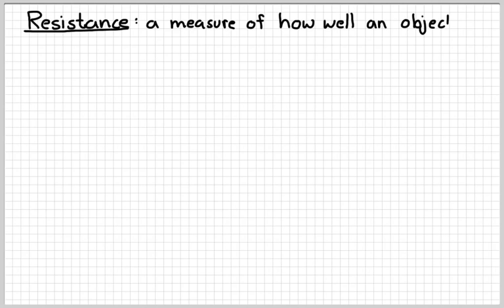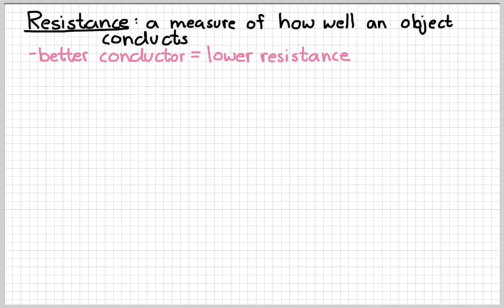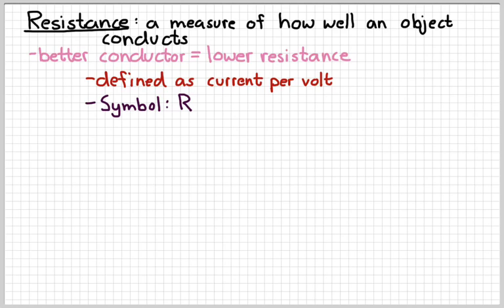The way that we measure how well a conductor will actually conduct charge is with a measure called resistance. Resistance is a measure of how well an object can conduct. The better a conductor is, the lower its resistance is going to be. The way that we define resistance is as volts per unit current. The symbol that we give it is an R, and the unit that we measure it in is the ohm. The symbol for an ohm is a capital omega. It's another one of those Greek letters. So that's the symbol for the unit of resistance.